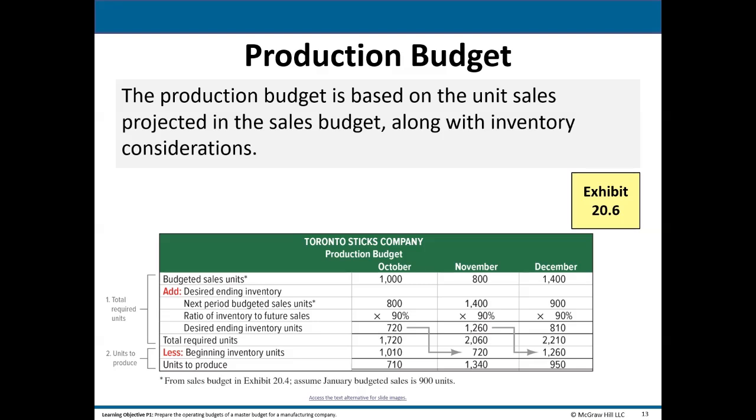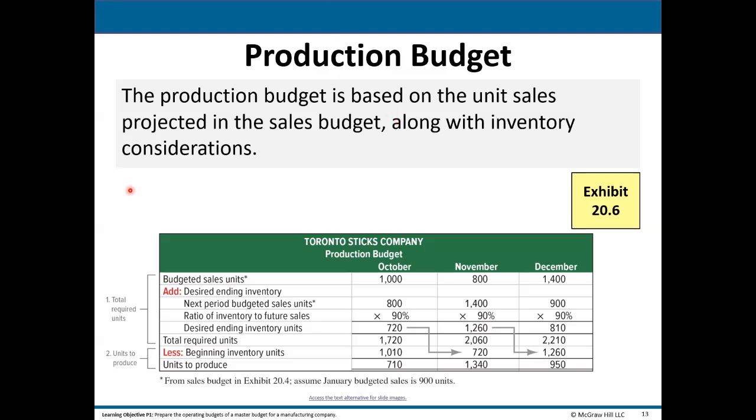The production budget can be viewed in two parts. First, total required units: budgeted sales units plus desired ending inventory units. Second, units to produce: the total required units minus the beginning inventory units. This budget reports units to produce each period. Your units to produce is the basis for your manufacturing budget for direct materials, direct labor, and overhead, which we'll talk about next.